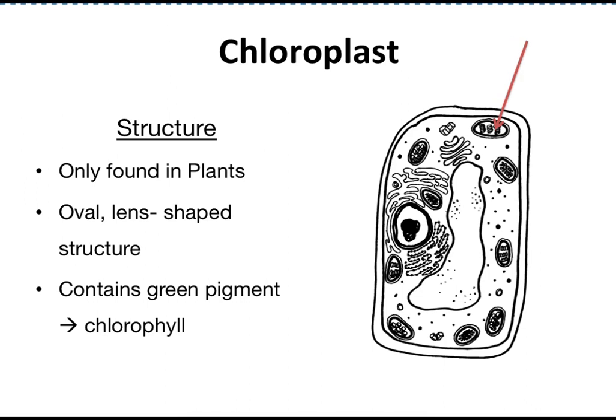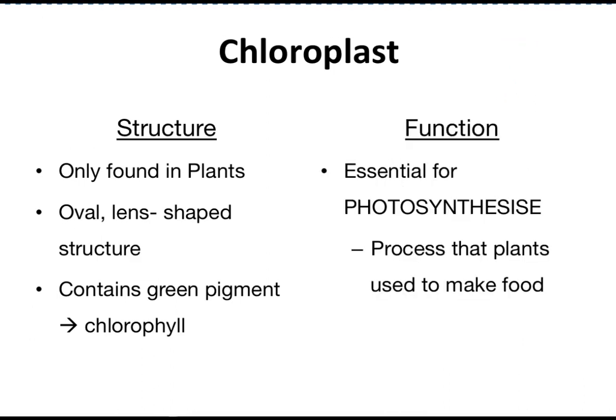Chloroplast. Chloroplasts are only found in plant cells. It's an oval, lens-shaped structure containing green pigment, also known as chlorophyll. Chloroplast is essential for photosynthesis. It's a process by which plants use sunlight to make food for cell activity.